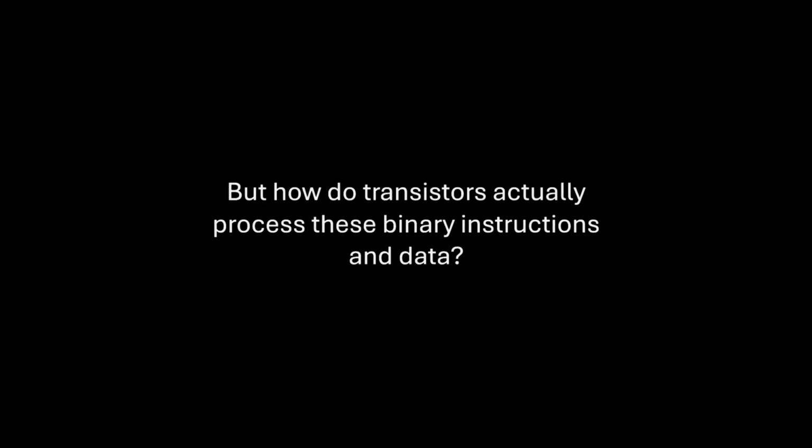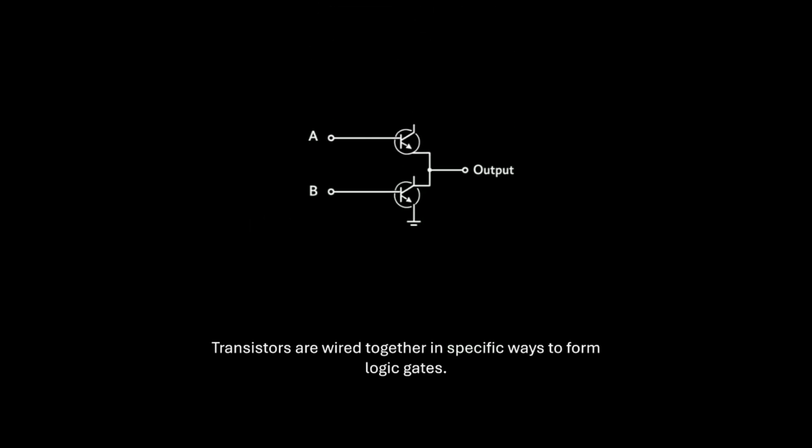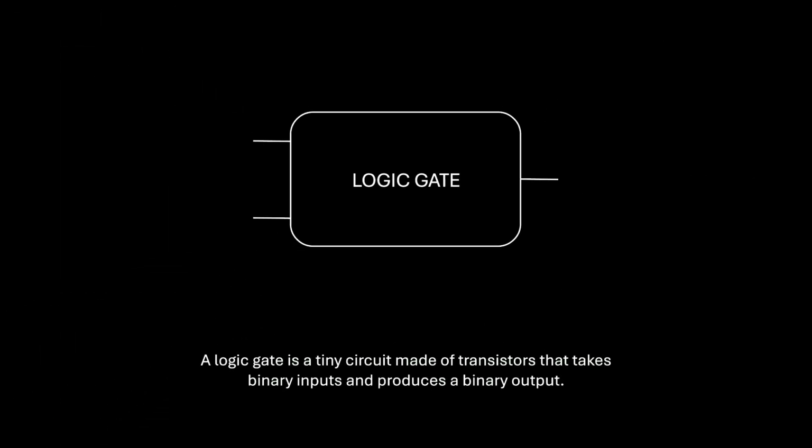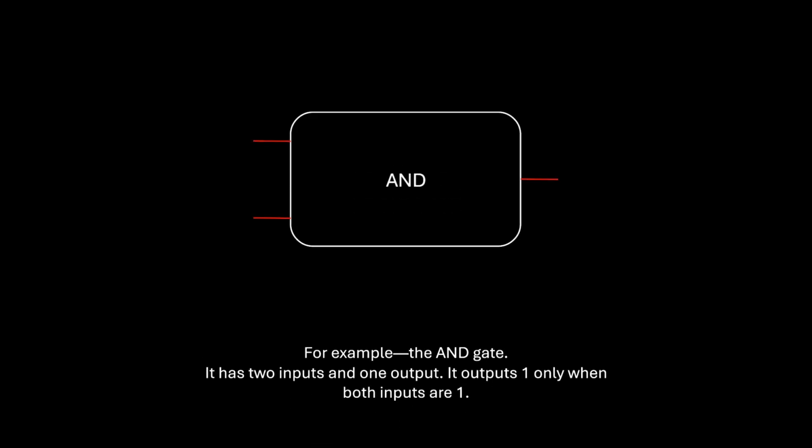But how do transistors actually process these binary instructions and data? Well, a single transistor isn't enough to do any real processing. That's where logic comes in. Transistors are wired together in specific ways to form logic gates. A logic gate is a tiny circuit made of transistors that takes binary inputs and produces a binary output. For example, the AND gate. It has 2 inputs and 1 output. It outputs 1 only when both inputs are 1.